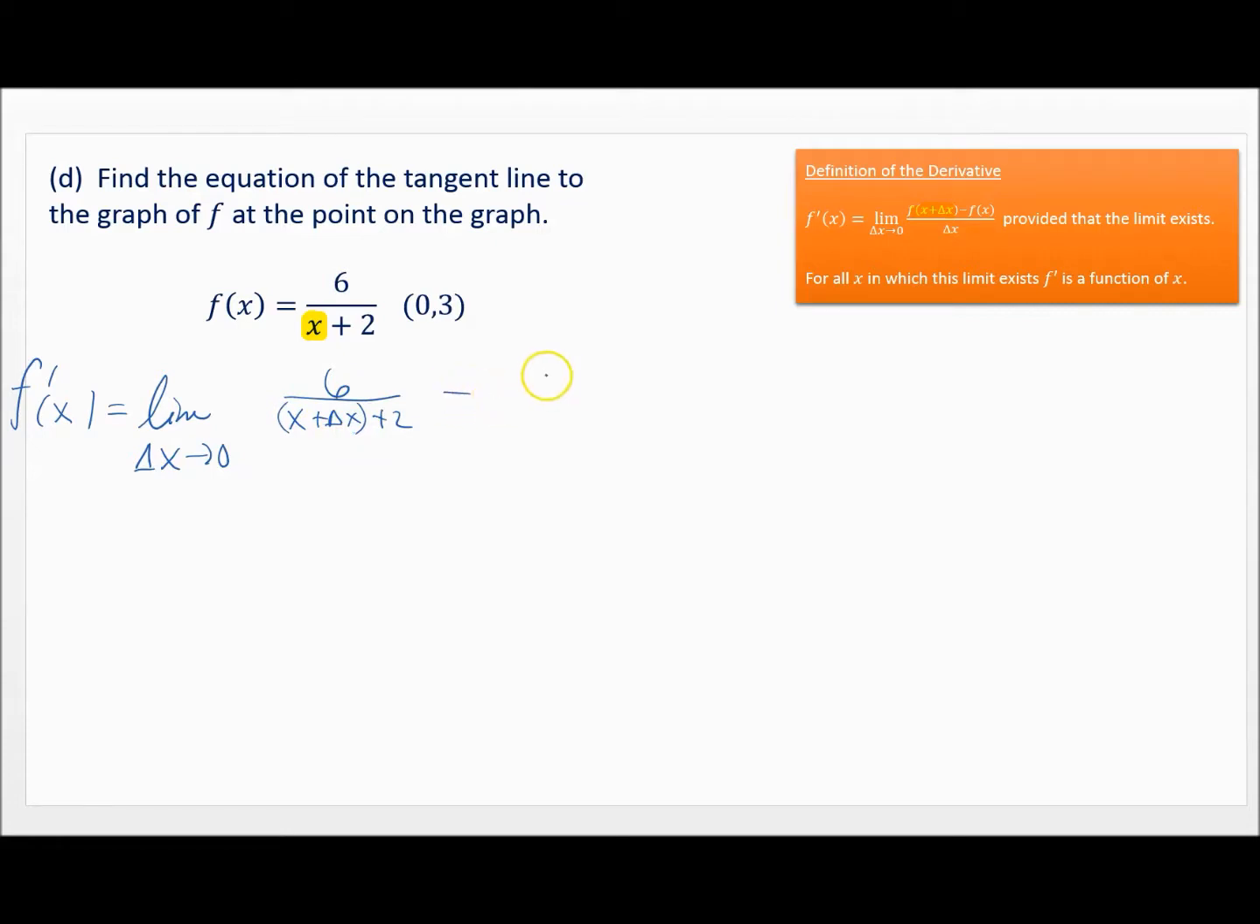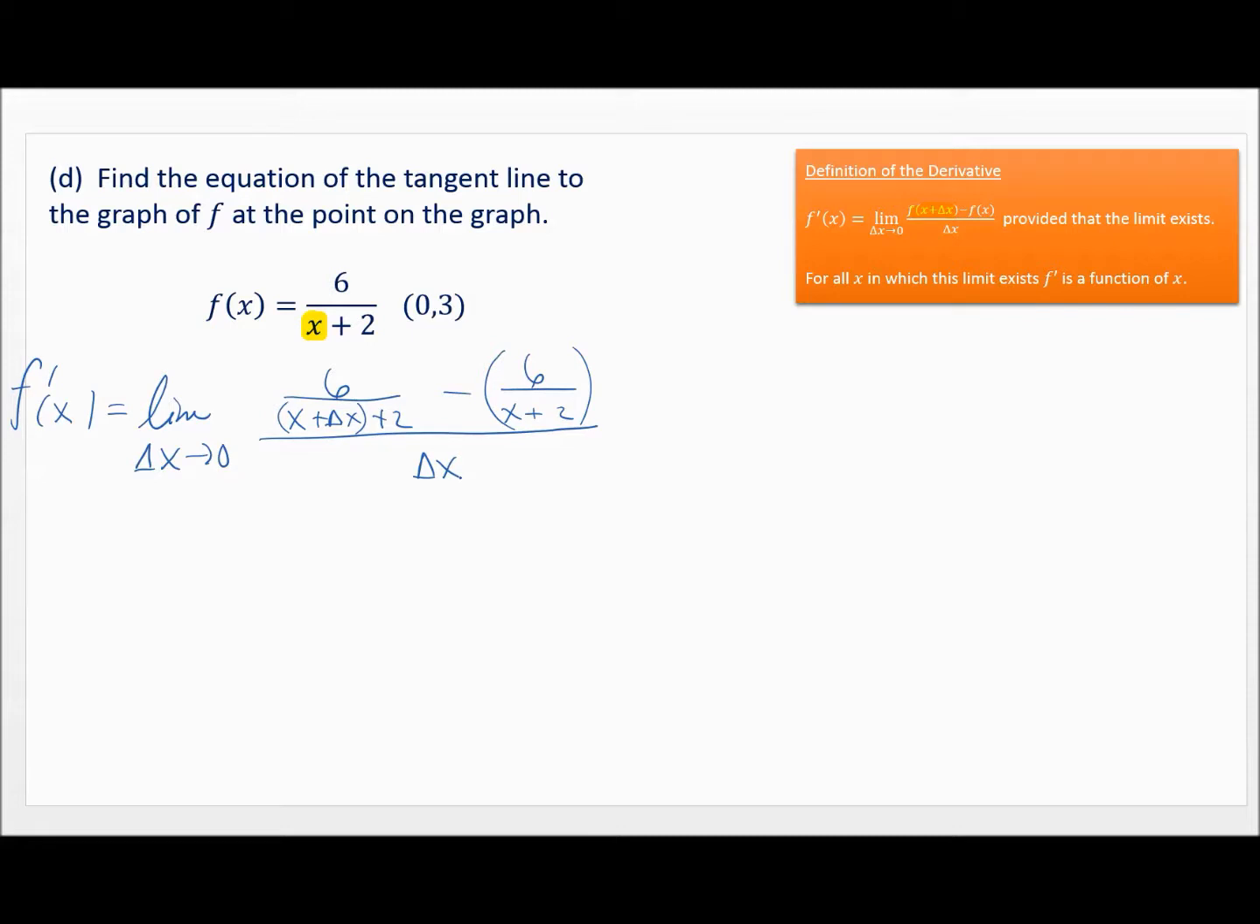f of x is simply 6 over x plus 2. We talked about the need to put parentheses around the f of x. In this case, it actually would not hurt if we didn't, but it never hurts to have extra. All divided by delta x.